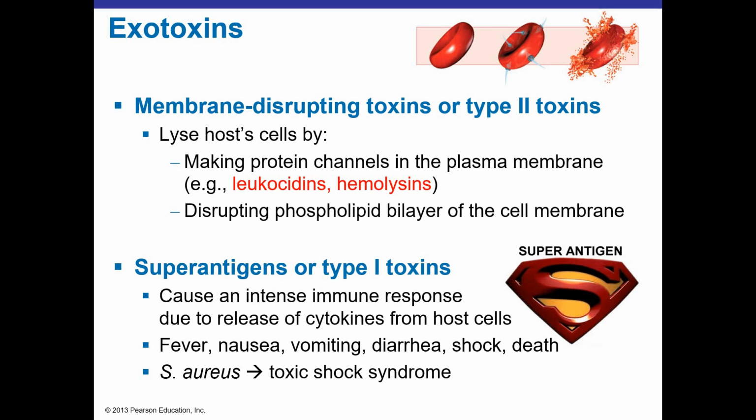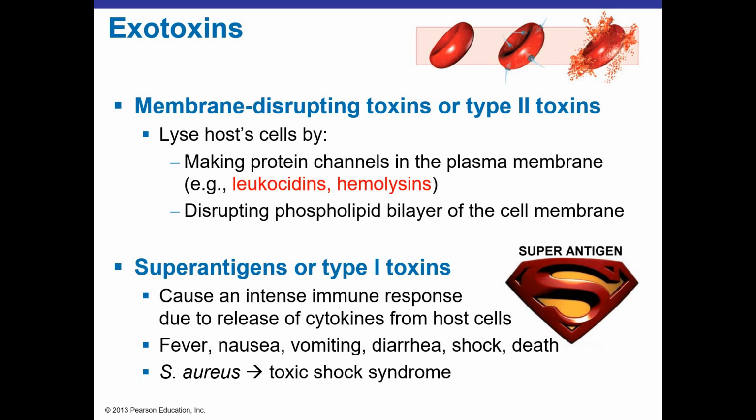Other exotoxins, type 2 toxins, are membrane-disrupting toxins. We talked about these when we talked about the hemolysins on our blood agar. In that case, we were using the hemolysins to help us differentiate some of our pathogens. But think about it: if these types of toxins are being employed in the body, rupturing red blood cells is problematic. Also, this is one of the ways that the bacteria tries to get iron. There are also leukocidins that kill white blood cells and some other types of membrane-disrupting toxins that can kill other cells within the body as well.